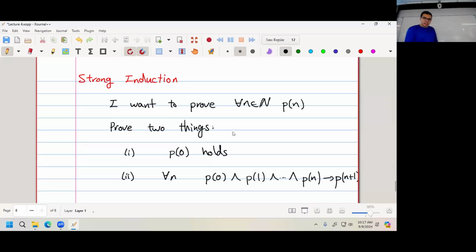Okay. Now, I claim that strong induction is equivalent to induction. If I prove something using induction, I can, of course, also prove it using strong induction, because strong induction is just giving me more assumptions here. So whatever proof I had using induction also works using strong induction.